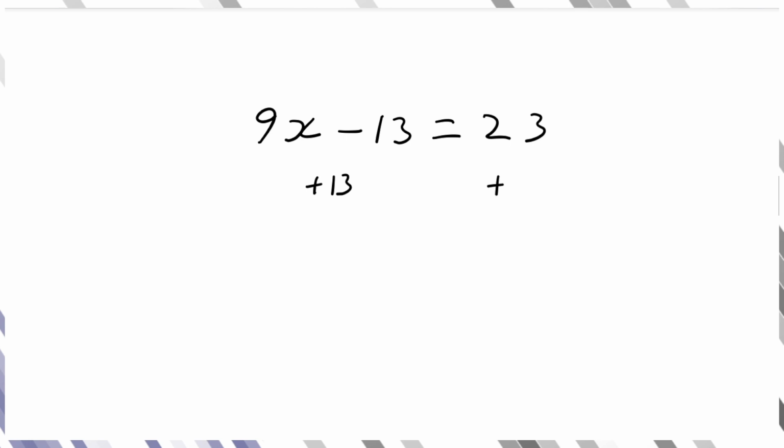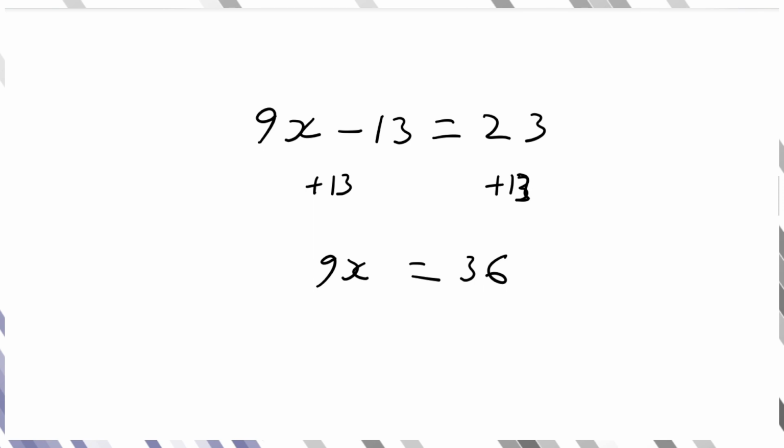Let's do one more. Let's say 9x minus 13 is equal to 23. So x gets multiplied by 9, and then it has 13 taken away from it. So let's add the 13 on first of all, gets rid of that, and then we're just left with 9x. Because 9x, take away 13, give the 13 back, is back to 9x. And then 23 plus 13 is 36.